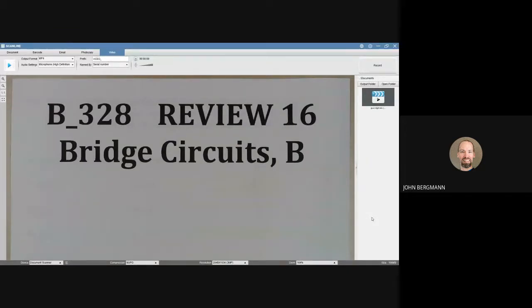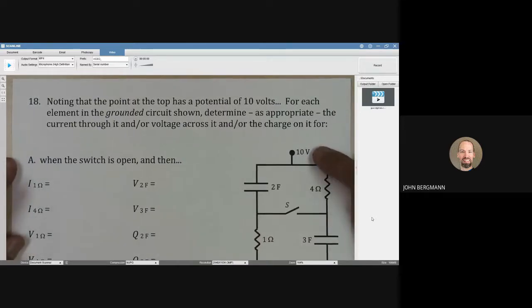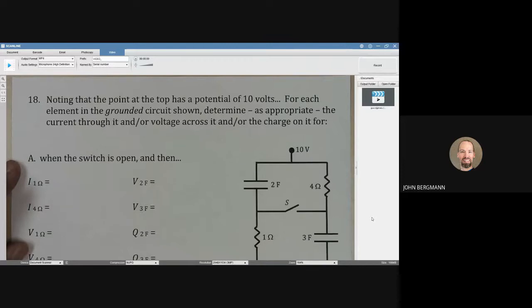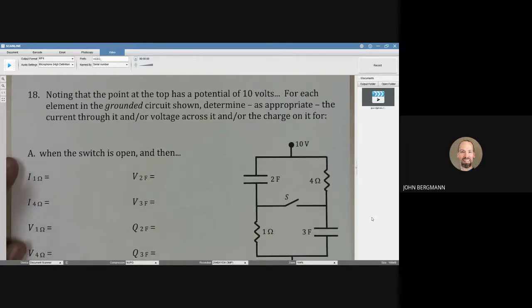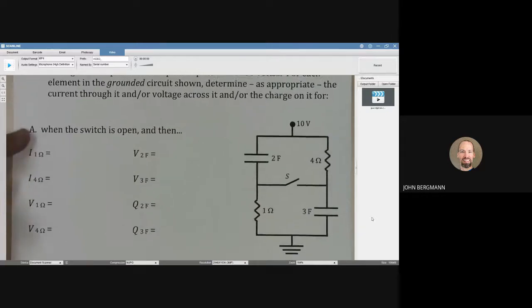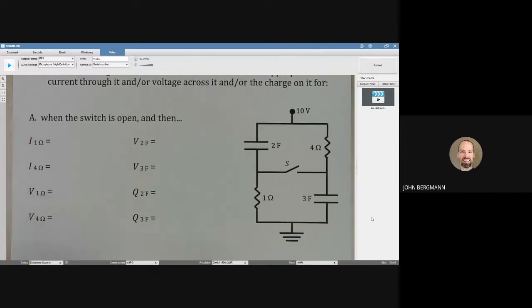Review video 16, Bridge Circuits, Part B. Noting that the point at the top has a potential of 10 volts, so that's right there. For each element in the grounded circuit shown, determine, as appropriate, the current through it and/or voltage across it and/or the charge on it for when the switch is open, and then we're going to do when the switch is closed. Let's go ahead and see what we can see here.